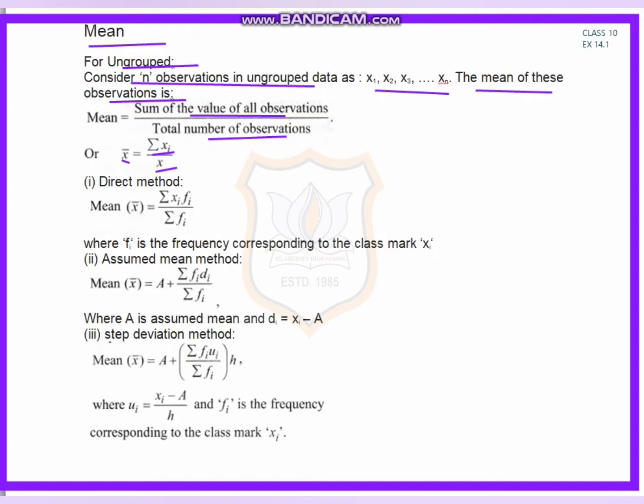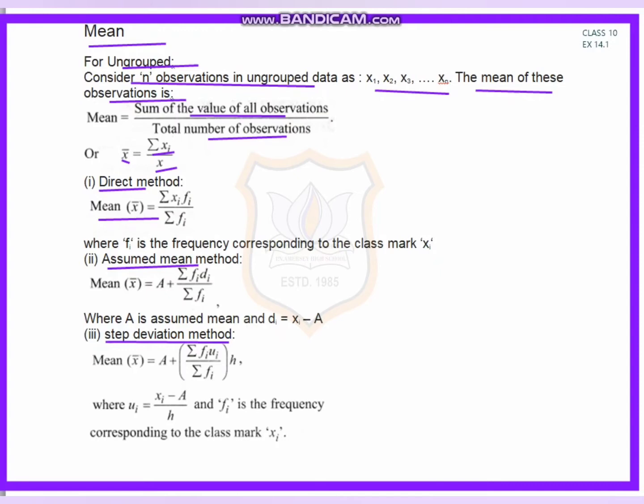Here we have three methods to find the mean. First is the direct method, second is the assumed mean method, third is the step deviation method. We have to remember the formulas of all three methods. The first method is a very simple method, the direct method. The formula is sigma fi xi upon sigma fi.